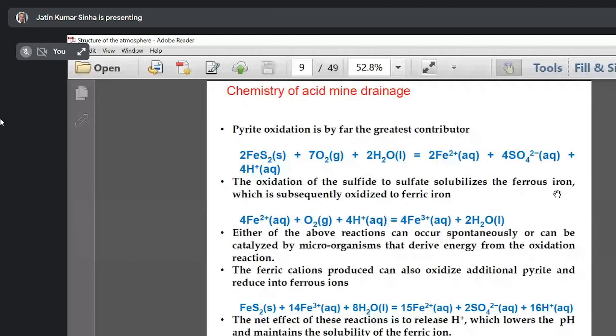If you see the second and third reactions, they will go on and generate lots of hydrogen ions. Overall, 16 H plus are generated from one FeS2 molecule. This high release of H plus ions decreases the pH value. A decrease in pH value means the water becomes more acidic, and once this acidic water ends up in a closed water body system, it changes the pH and affects the aquatic animals.